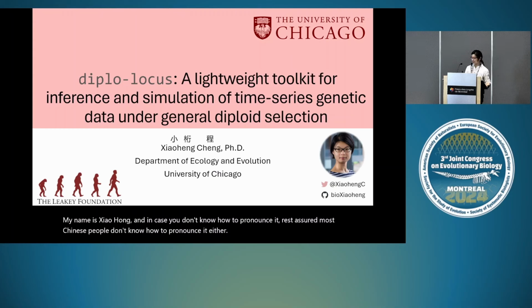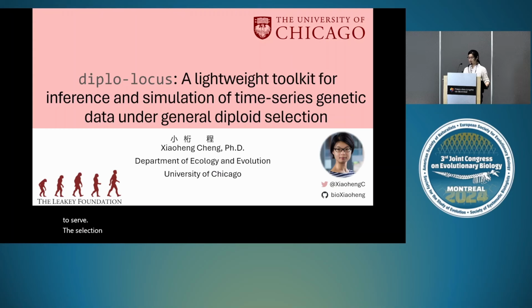I'm a postdoc with Matthias Styrokin at the University of Chicago. We do method development in population genetics. Today, I'd like to tell you a bit about this toolkit we made to serve the selection analysis of temporal genetic data. We call it Diplolocus, and naming credits to Matthias.